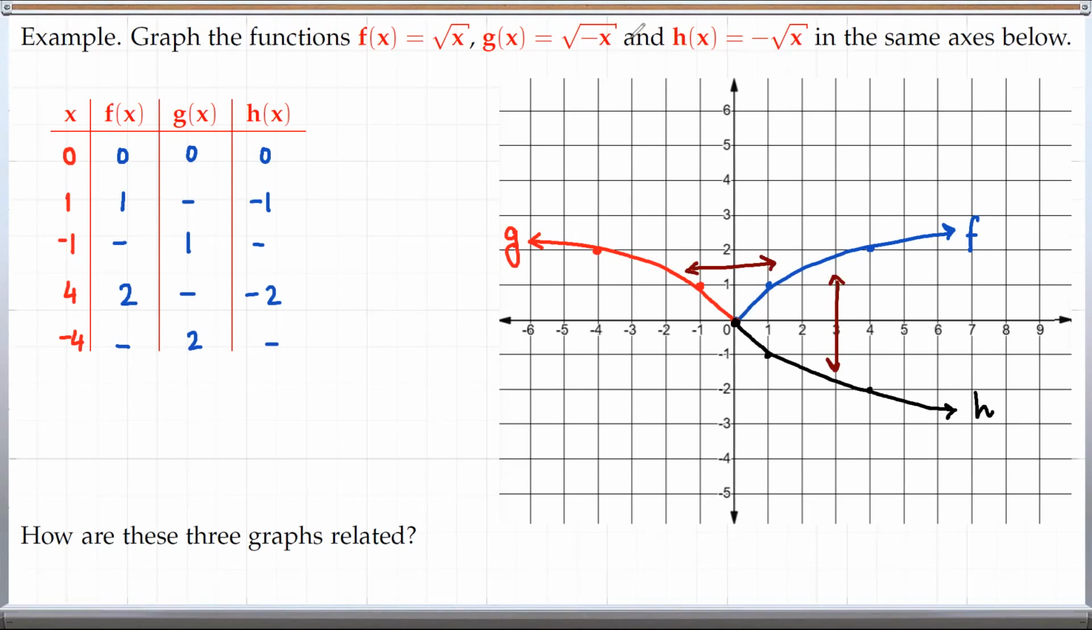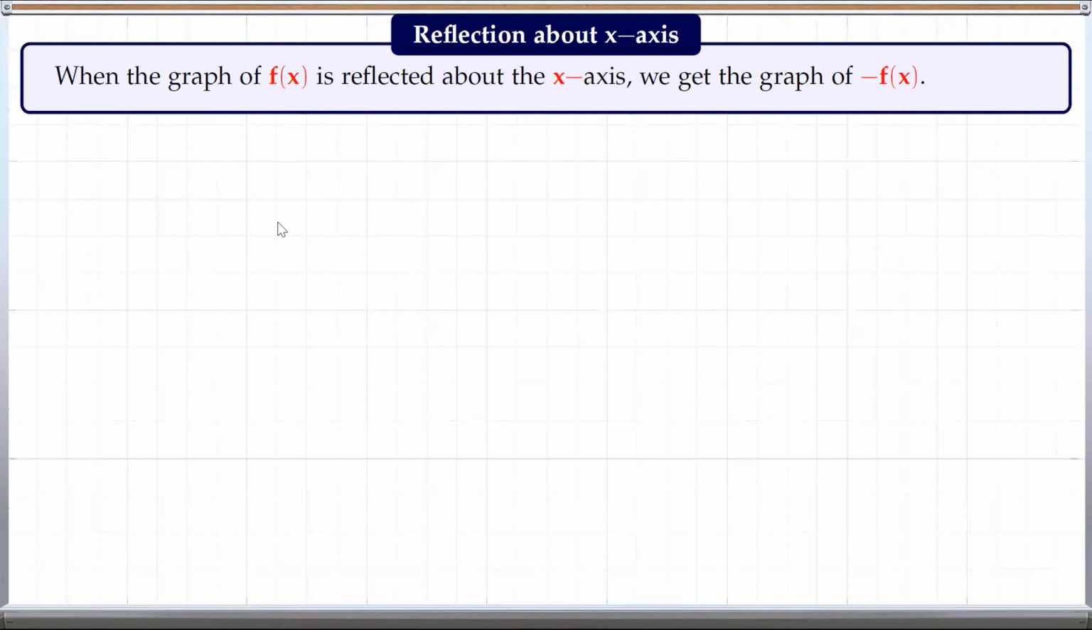So it looks like if we negate x or put a negative sign in the front, then we get reflections about x-axis or y-axis. So basically, if we put a negative sign right next to x, then we get reflection about y-axis, because we see f and g are reflections about y-axis. And if you put this negative sign all the way in the front, then we get reflections about x-axis. When the graph of f of x is reflected about x-axis, we get the graph of negative f of x.